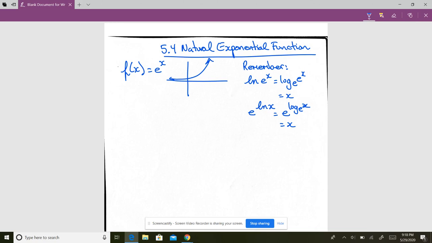So, we're dealing with e to the x, f of x equal to e to the x. Remember from math 12, the graph looks like this. It's just an exponential growth curve. A couple properties to remember.